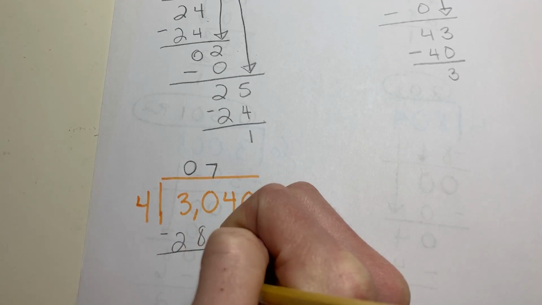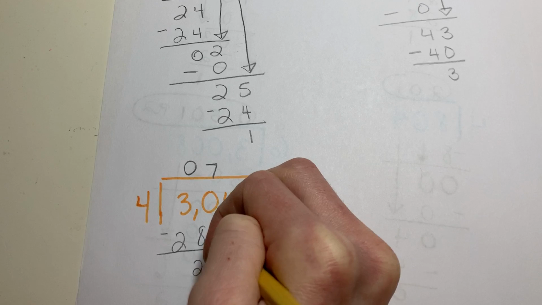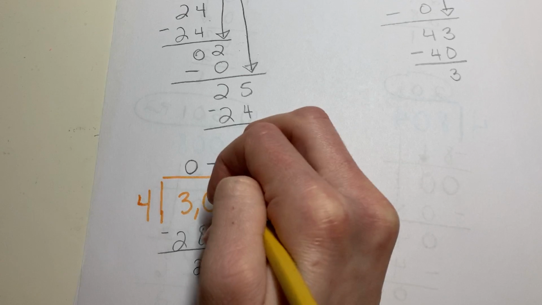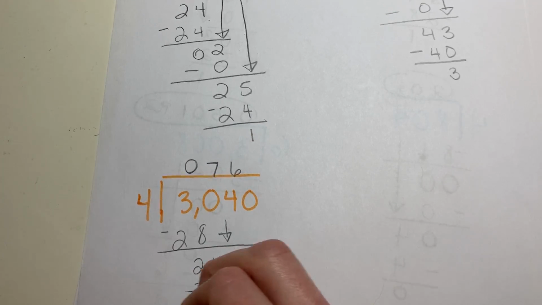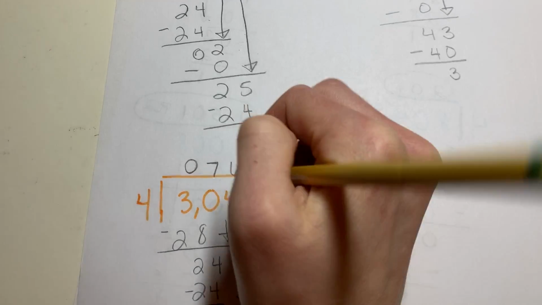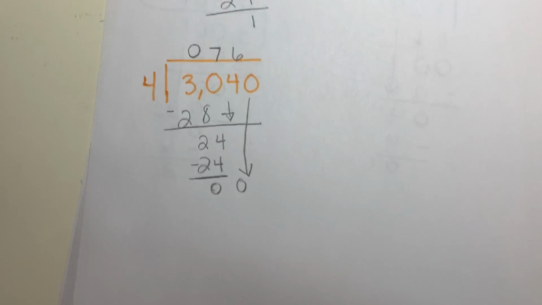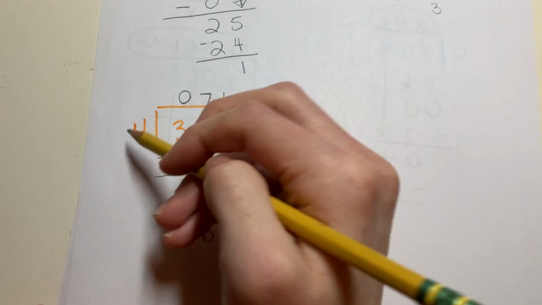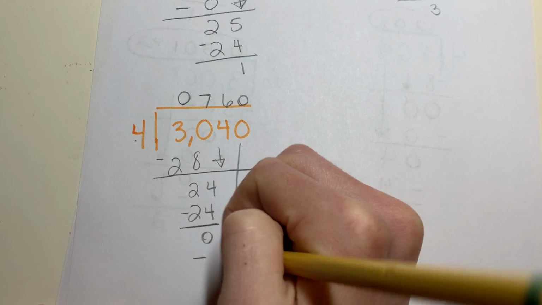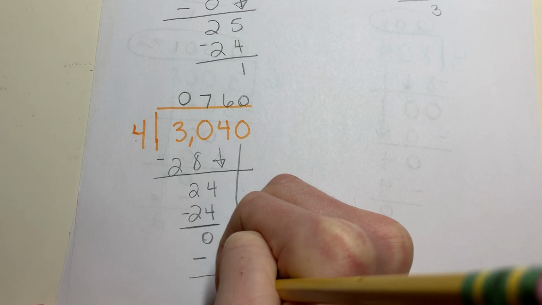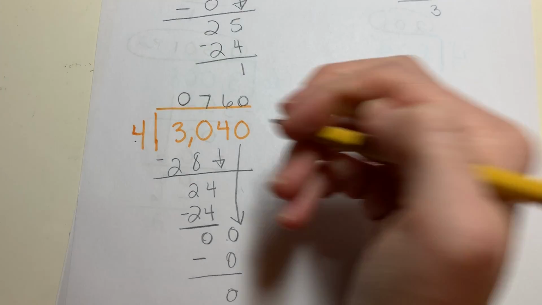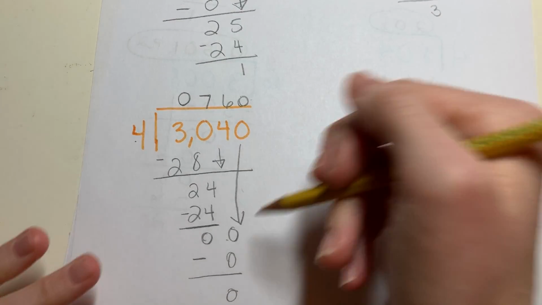30 take away 28 is going to give me 2. I'm going to bring down my 4. 4 times what gives me 24? Oh, well, 6 does. 0. Bring down a 0. All right. So, take a look there. I have 4 times what gives me 0? 0, 0 take away 0 gives me 0. There's nothing else. So this one turned out a little weird. It's kind of uncomfortable to end off with all those zeros.